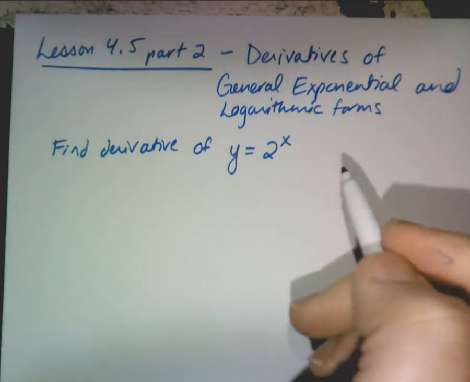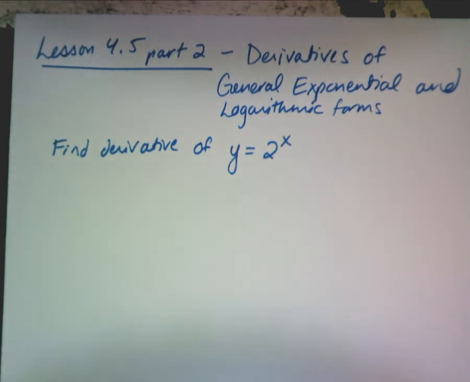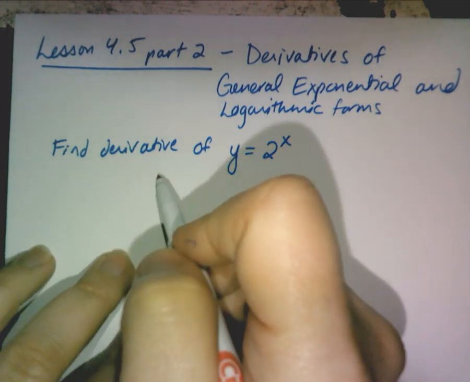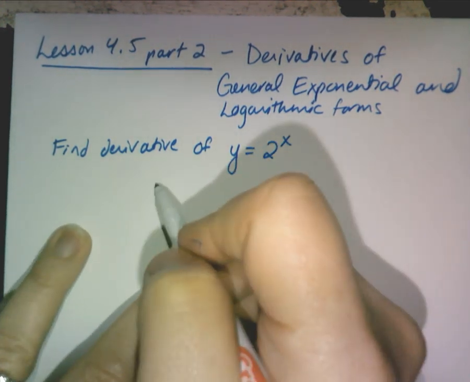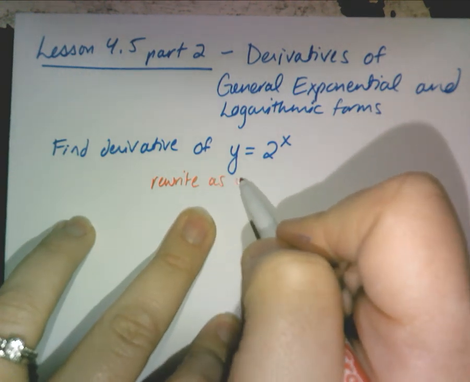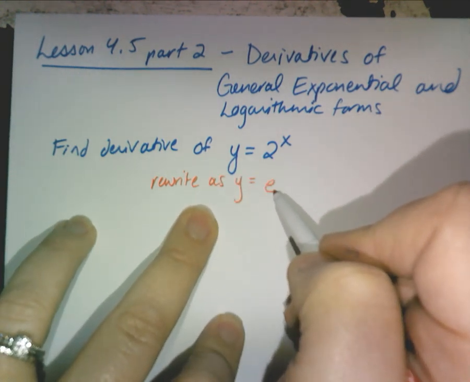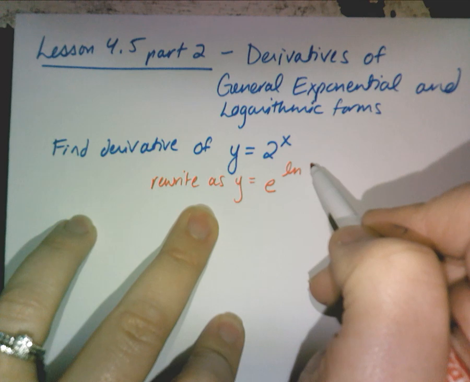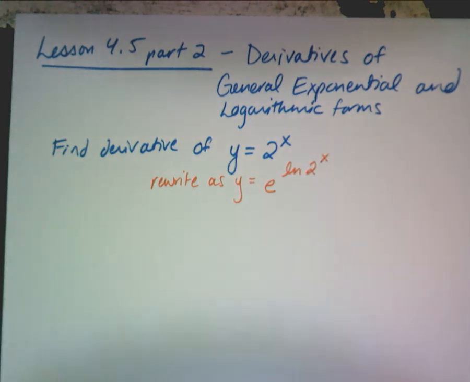All right. So here's basically how the proof part comes about. What they do first is they rewrite it as y equals e to the ln of 2 to the x. Why are they allowed to do that? What do we know about e to an ln? It cancels. Okay, right, Jack and Eli?